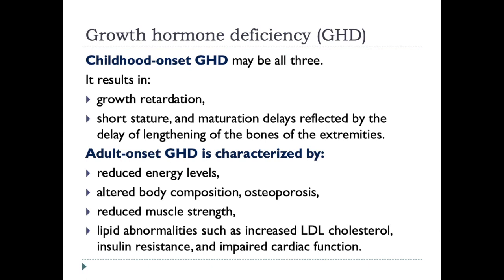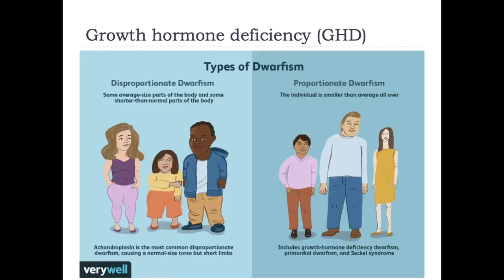And you know that this kind of disorder we usually name dwarfism. But according to the type of stature, the etiological factors and mechanisms of pathogenesis, we have to talk about two kinds of dwarfism. One of them is proportionate, with growth hormone deficiency here, and you see this in the right picture. And sometimes we will see the disproportionate type of dwarfism, usually characterized by achondroplasia as the etiological factor, with some average size parts of the body and some shorter than normal parts of the body. Let's see it in the left part of the slide.